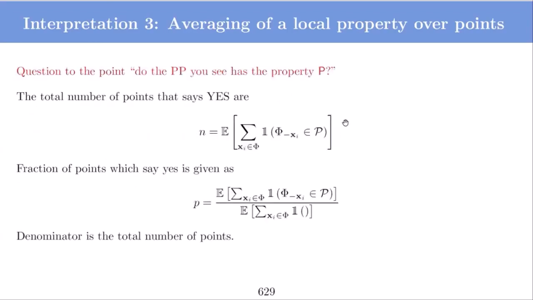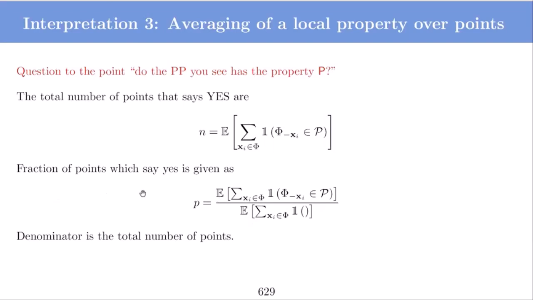So the question to the point is, does the point process you see have the property p? You can mathematically represent the total number of points that say yes as the expected value of the summation over all points xi which are in phi. And then for each point, you ask whether phi minus xi has the property p or not, right? And you take the indicator. So if 5 of them say yes, you get 5, as a summation.